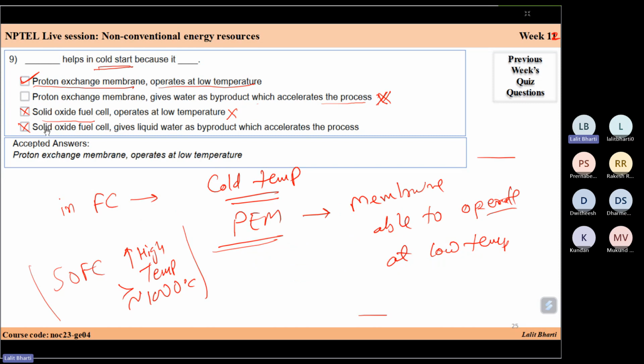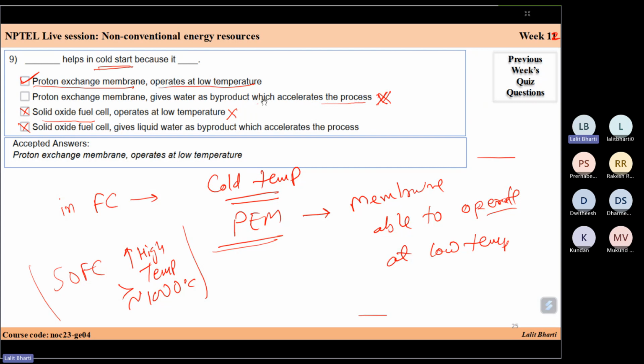Then we have the ninth question. It says blank helps in cold start because it. The first option is proton exchange membrane operates at low temperatures. We know that proton exchange membranes work at very low temperatures, at room temperature or low temperatures, in comparison with solid oxide based fuel cells, which operate at very high temperatures of around 1000 degrees Celsius. So PEMs are used for cold start because they operate at low temperatures.